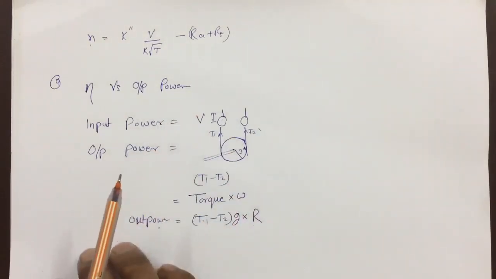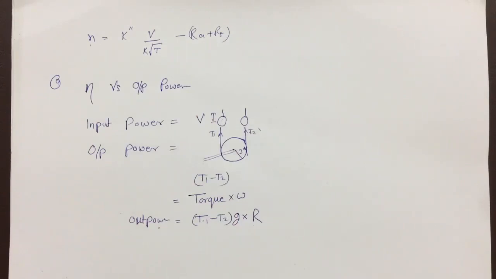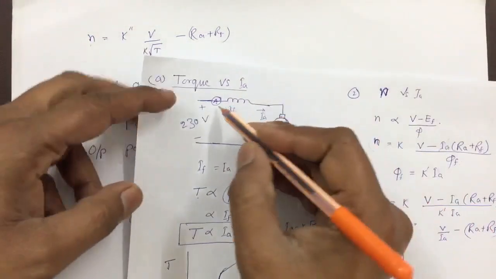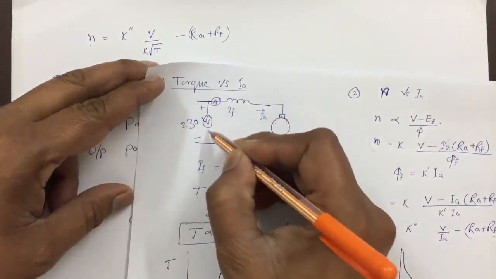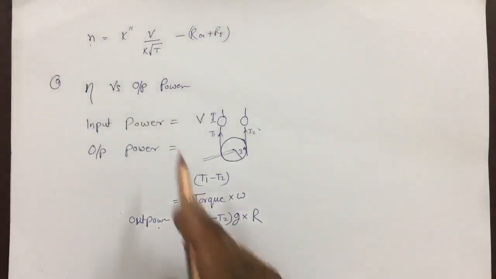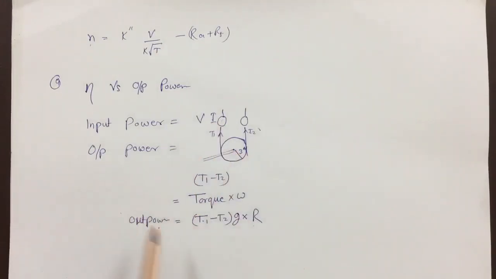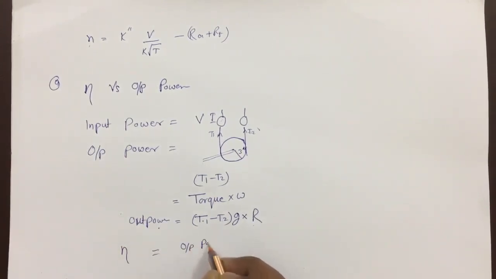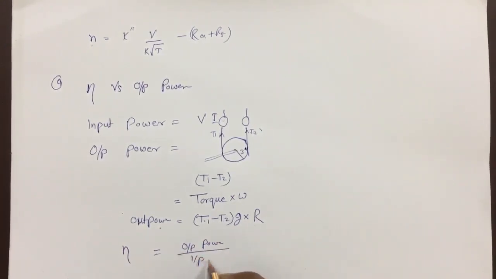Input power you can find out just by multiplying V and I, by using the voltmeter here and ammeter here. The multiplication of these two values will give you input power VI, and for output power you will do this. And if we talk about the efficiency, then it will be output power divided by input power. The ratio will give you efficiency, and multiplied by 100 if you talk in percentage terms.